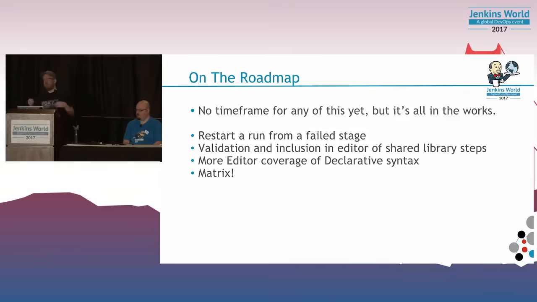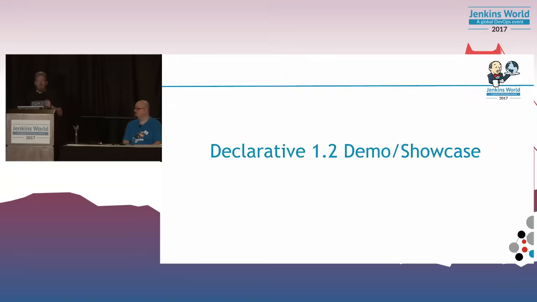And as those pieces come together, we're going to add a syntactic sugar in declarative for matrix. It's something that a couple friends of mine have been harassing me for, so I need to do it or they will hurt me. But I think it'll be useful for other people who have to do a lot of different combinations of running the same thing. So now we will switch to Bobby, and he's going to demo and showcase some of the things that are coming in declarative 1.2.